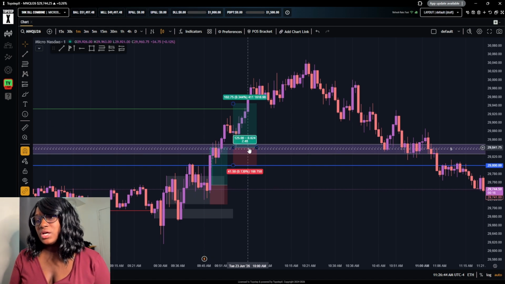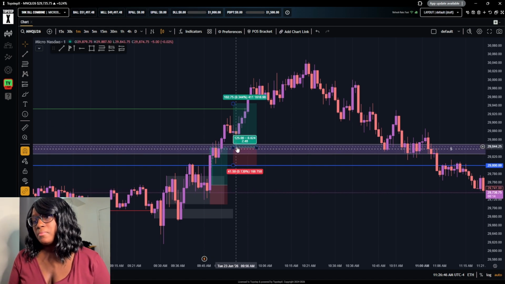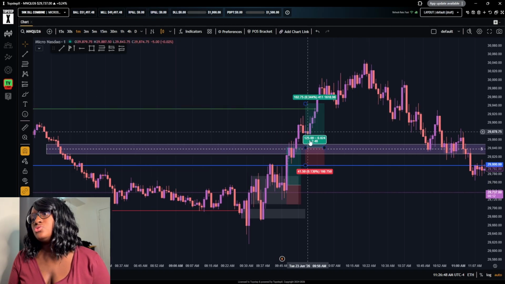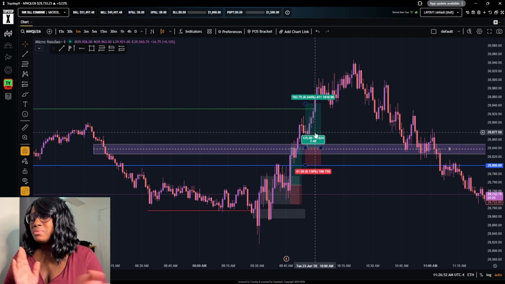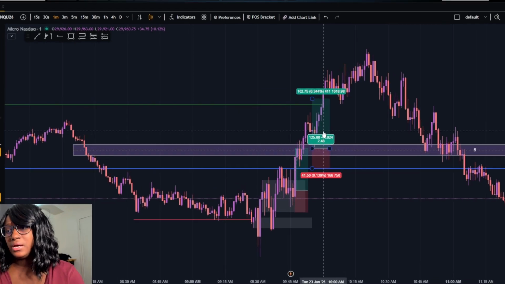So second trade now, it was another buy all the way up into the zone. And yeah, that's basically it. So let me just play the trade so you guys can see how it played out.